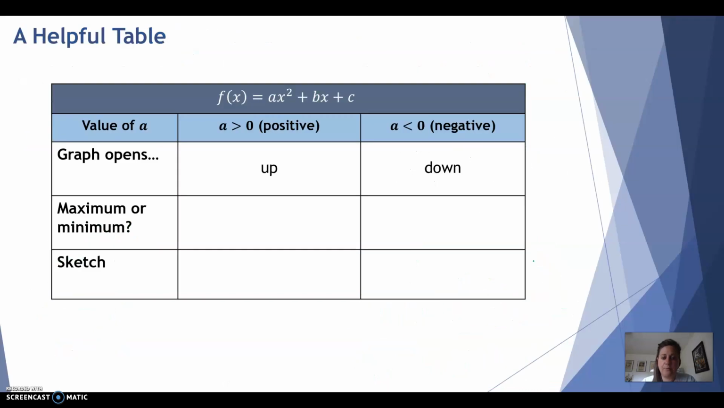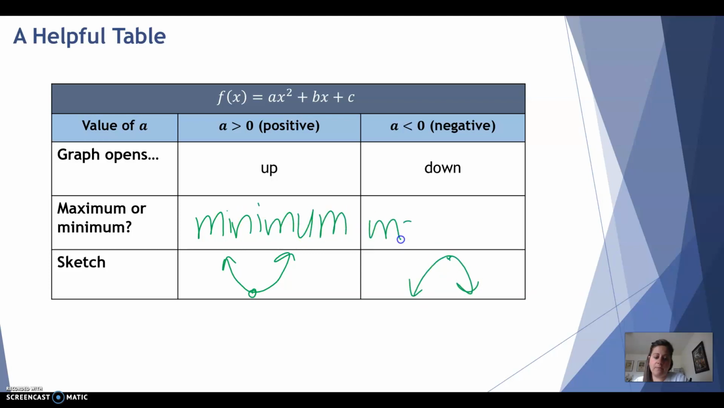As we look at this table, this kind of helps it all. So if your parabola opened up, here's a little sketch, then obviously this would be a minimum value. And if it opened down, it would be a maximum value. So just something for you to look at.